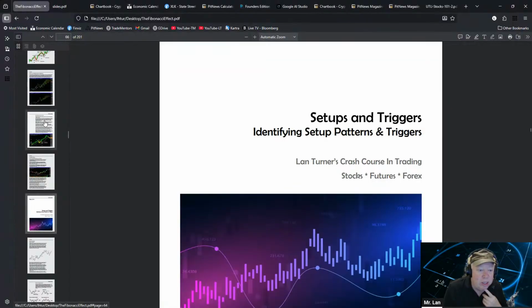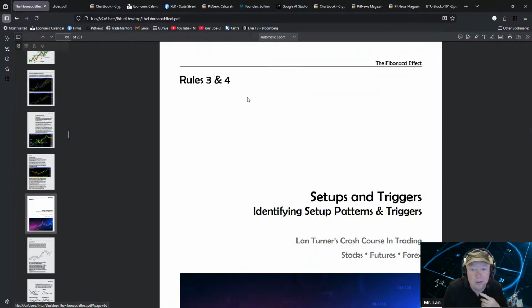We are going to be working today on chapter, well, we don't go by chapters in the book. We go by rules. So we have 5 rules: count, measure, setup, trigger, and follow through. What do we count? We count the waves, right? Higher highs and higher lows, lower highs and lower lows. How many times do we make those higher highs? How many times do we make those lower highs?